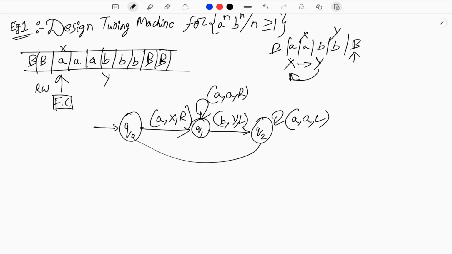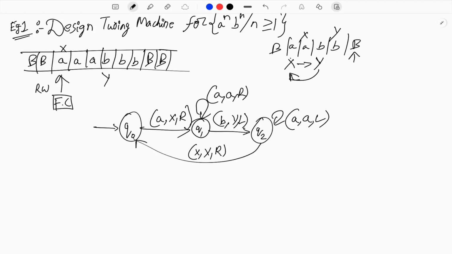Okay, after reaching the initial state, we got x here, so we don't need to change the mark. Simply write x, x, R. If you find x, simply ignore it and move towards the right.